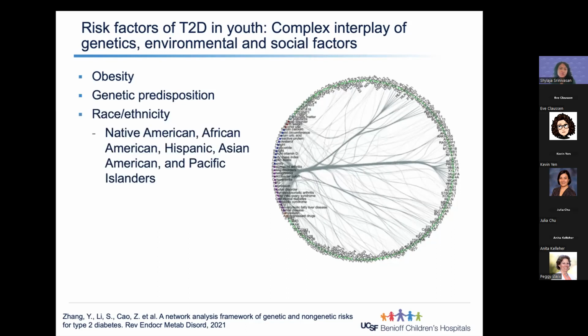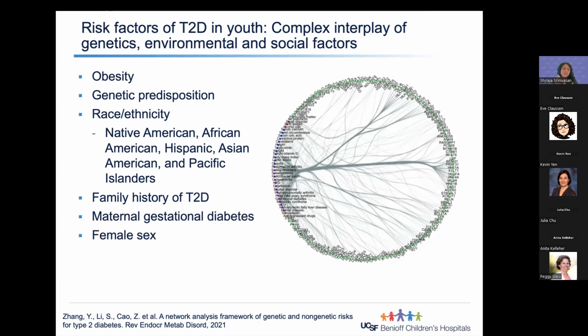Race and ethnicity. So being a youth of color puts you at a higher risk for developing type 2 diabetes compared to if you are white. Family history of type 2 diabetes, especially in your immediate family members, is a significant risk factor for the development of diabetes. Maternal gestational diabetes is a significant risk factor, not only for the mother, but also for the offspring to develop type 2 diabetes. And then female sex. So this is something that is unique to pediatrics and not observed in the adult populations, but girls more than boys are at higher risk for developing type 2 diabetes.